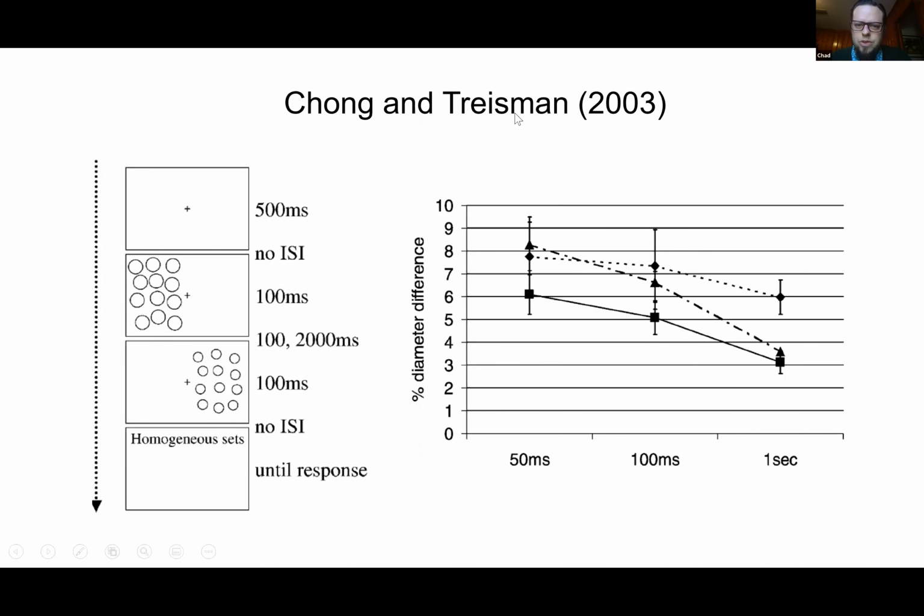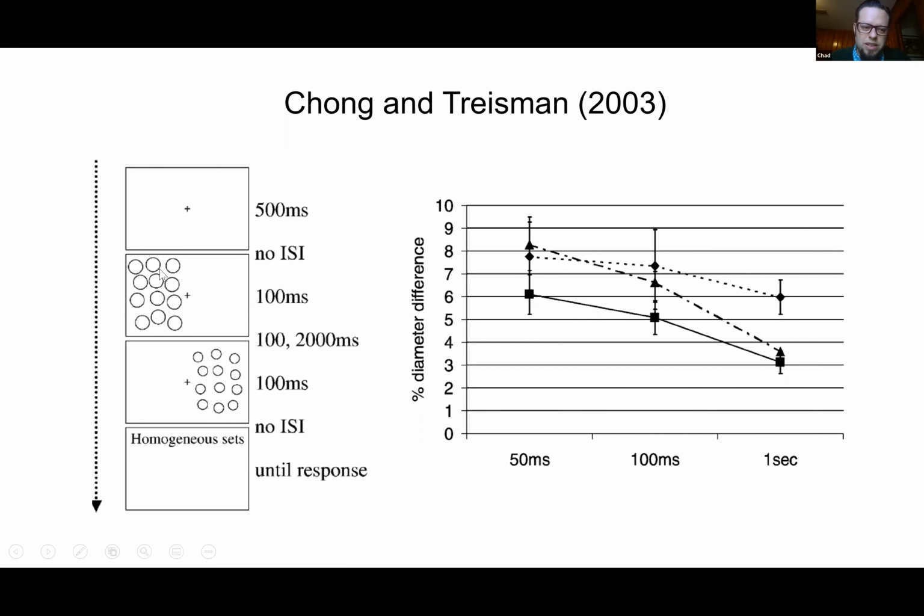Chong and Ann Treisman followed this up in a series of papers. In their first paper, they had 2 displays like this, one after the other, with the circles on either side. This is a mean comparison. After these 2 displays flashed by, the participant had to indicate which of the 2, the first or second, had the larger average circle size.